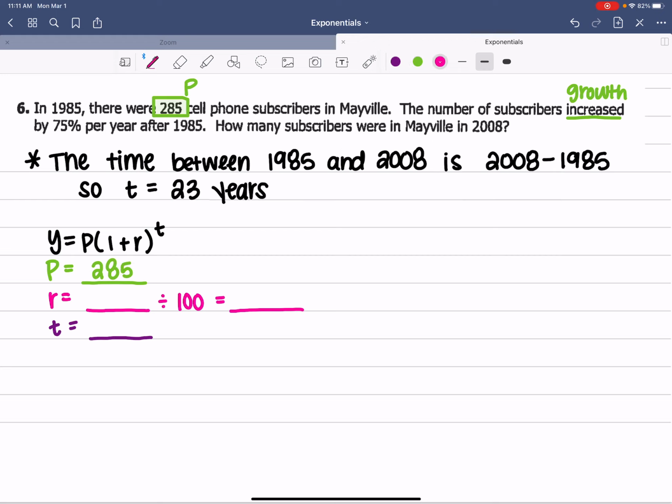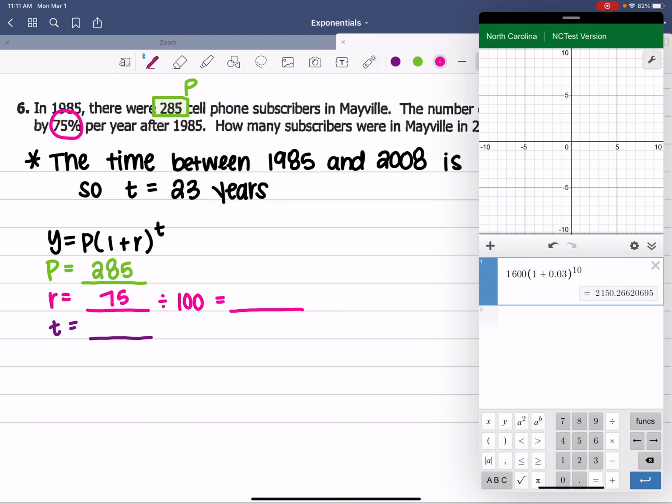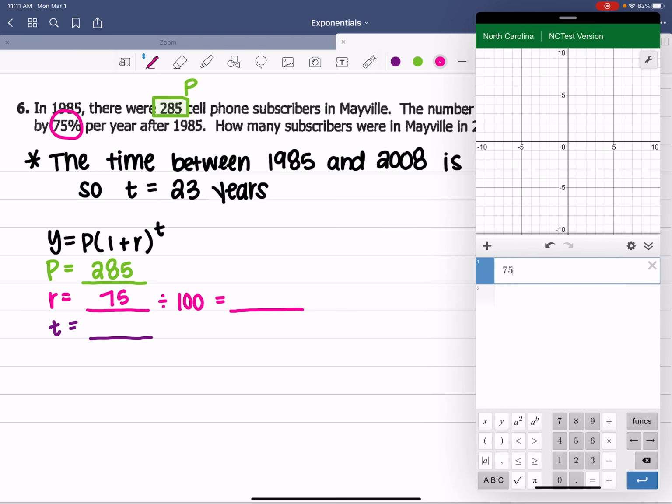The rate that number is increasing is 75% per year. So our rate as a percentage is 75. So we're going to divide that by 100 to get the decimal number. So 75 divided by 100 is 0.75. And that's the number that's going to go in the equation.